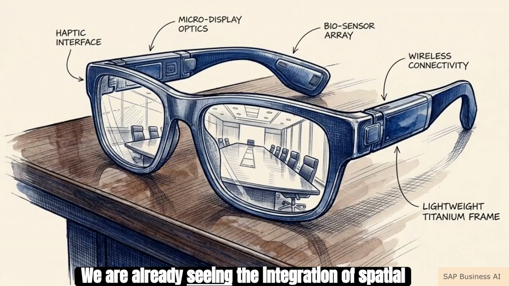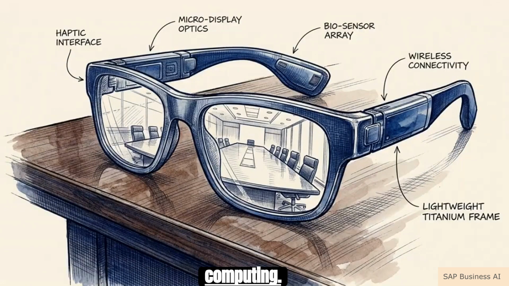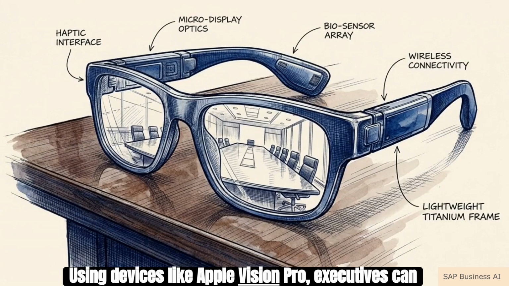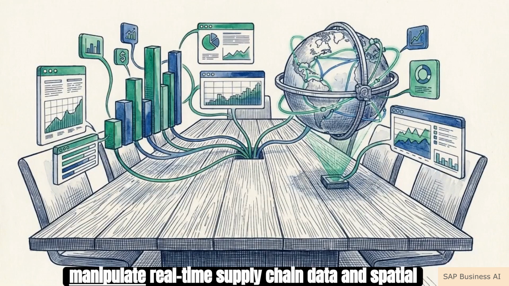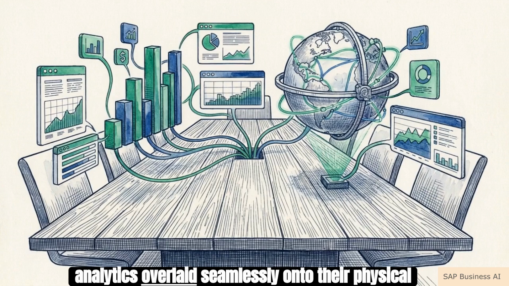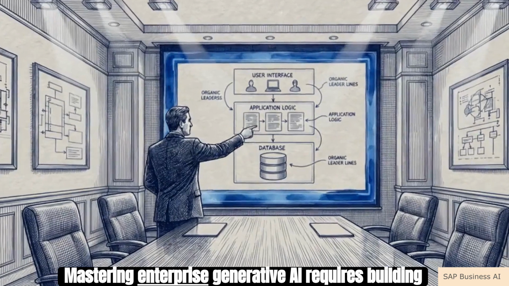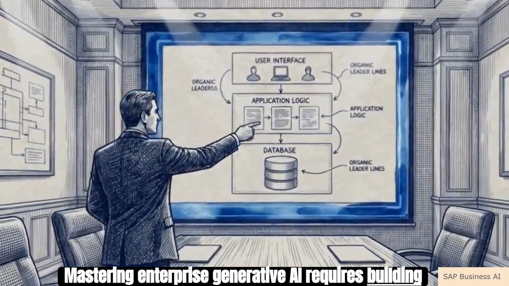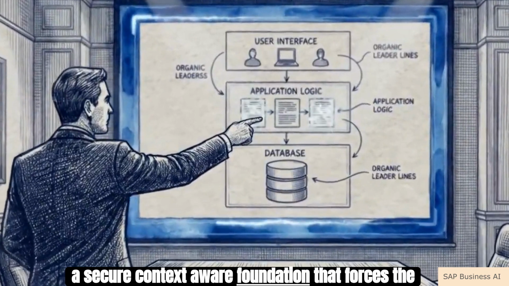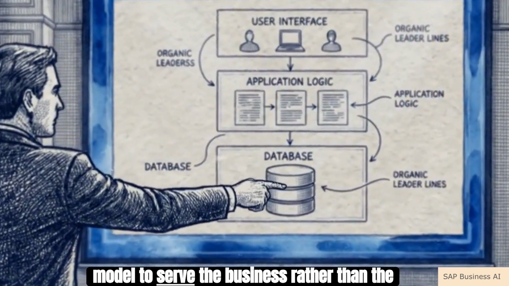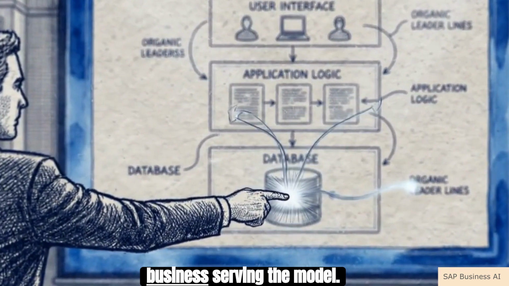We are already seeing the integration of spatial computing. Using devices like Apple Vision Pro, executives can manipulate real-time supply chain data and spatial analytics, overlaid seamlessly onto their physical environment. Mastering enterprise generative AI requires building a secure, context-aware foundation that forces the model to serve the business, rather than the business serving the model.